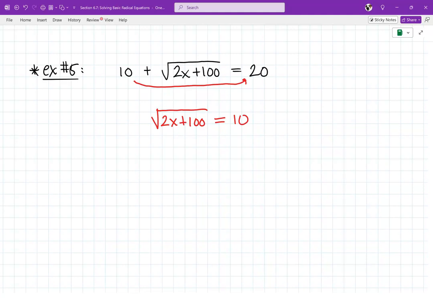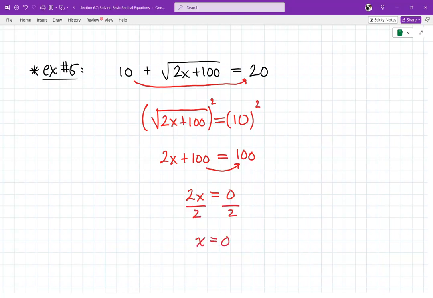Now at this point, I'm going to square both sides because the radical is all by itself. So square this side and square that side. That's going to give me 2x plus 100 is equal to 100. I'll move my 100 on the left side over to the right, but when I do that, I get a 0, which is okay, but it does cancel out. So now just divide both sides by 2. So x is equal to 0.